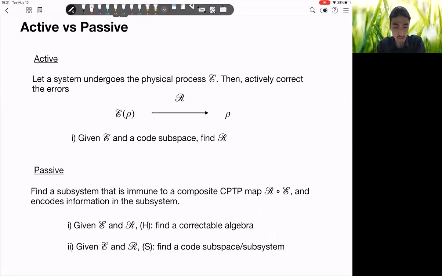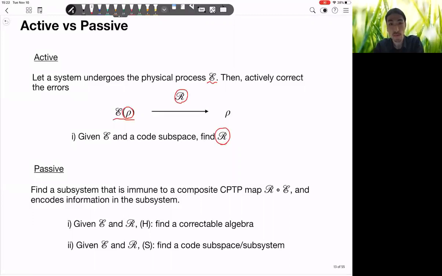Let the system undergo a physical process E. You have an initial density matrix rho, and you consider the noisy process represented by the CPTP map, curly E. Then after this error occurs, we want to correct that error using another CPTP map called the recovery map. So in active quantum error correction, we want to find this recovery map to correct the error. However, in passive quantum error correction, what we want to do is find a subsystem that is immune to a composite CPTP map. In this case, E again introduces noise to the system, and R is a recovery map.